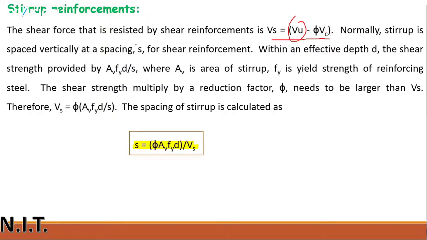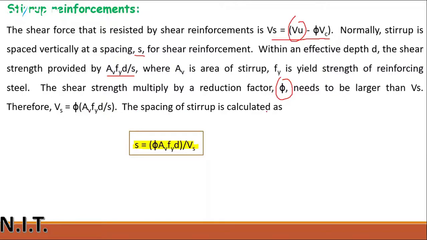Normally, stirrup is spaced vertically at a spacing s. For shear reinforcement within an effective depth d, the shear strength is provided by Av over s, where Av is the area of stirrup and Fy is the yielding strength of reinforcing steel. The shear strength is multiplied by phi. Why do we multiply with phi? Because it needs to be larger than Vs. So therefore, Vs is equal to φ Av Fy d over s.